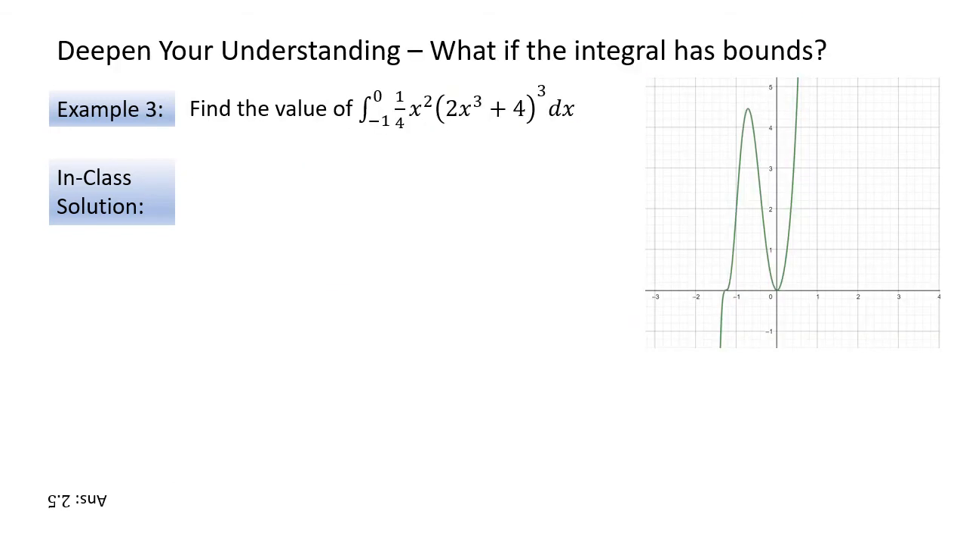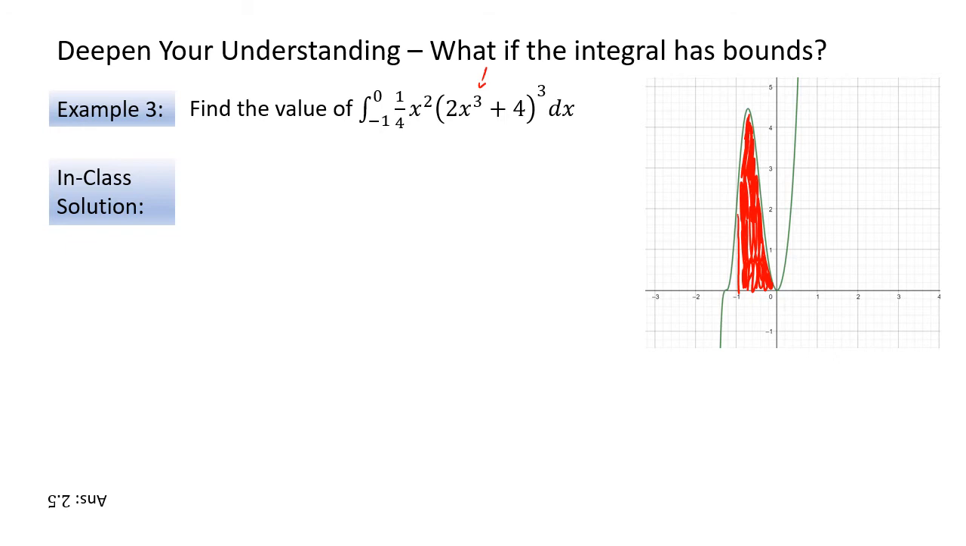Okay, so let's look at a third example. This time the integral has bounds, so a minimum and a maximum. Remember, for integrals, you're finding the area under a curve. So in this case, we're finding the integral from -1 to 0 of 1/4 x squared times 2x cubed plus 4 cubed dx. So from -1 to 0 means this is a graph of this function. So we're finding the integral, or the area under the curve, from -1 to 0. So all this portion here that I'm highlighting in red. So our final answer will come out to a number.